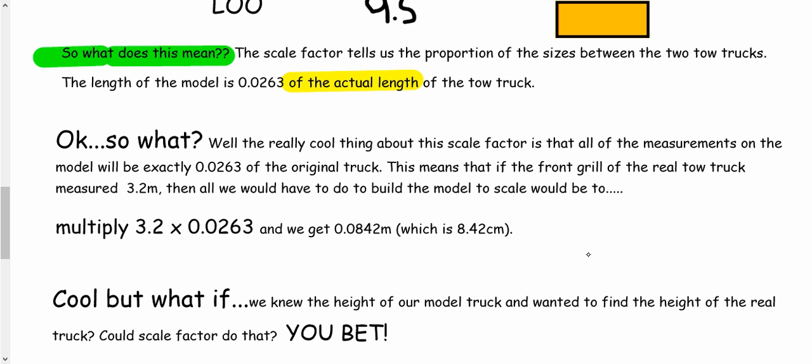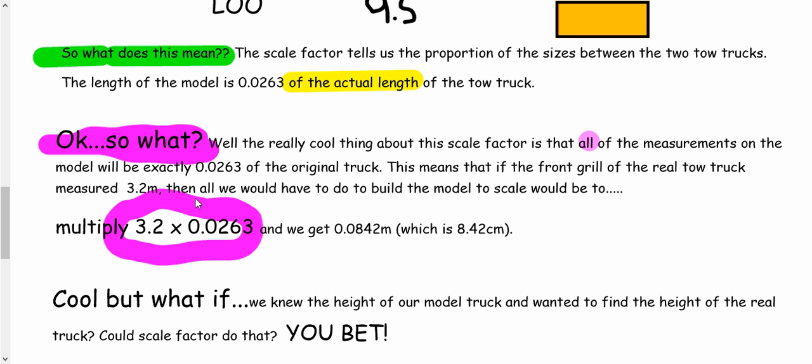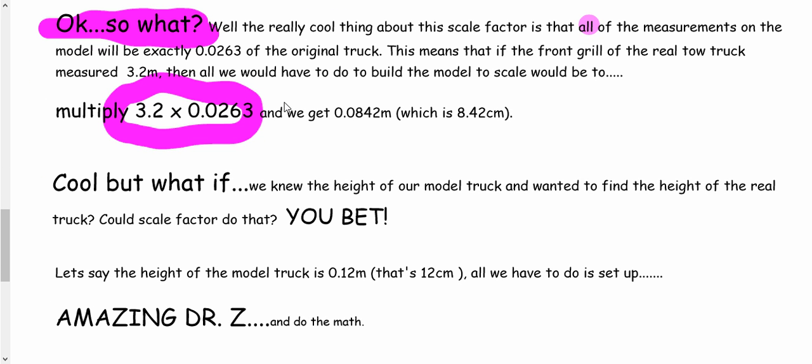Okay, so what? Well, the really cool thing about this scale factor is that all of the measurements on the model will be exactly 0.0263 of the original truck. This means that if the front grille of the real tow truck measured 3.2, then all we would have to do to build the model to scale would be to multiply by that number. And we get 0.0842 meters, which is really 8.42 centimeters because there are 100 centimeters in a meter. Cool.